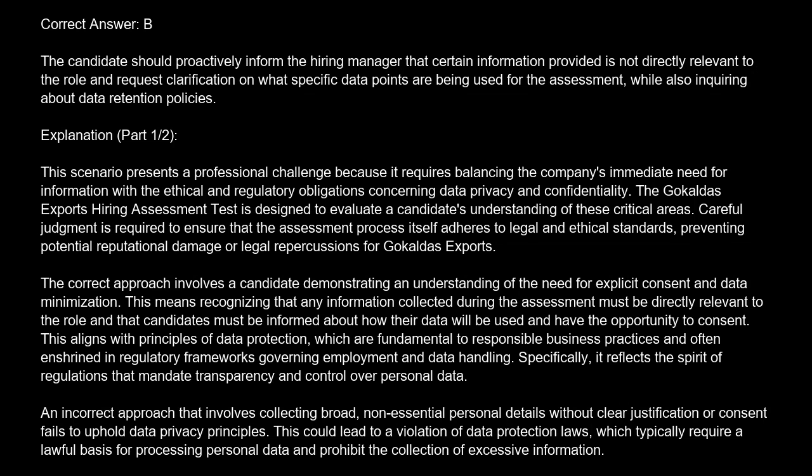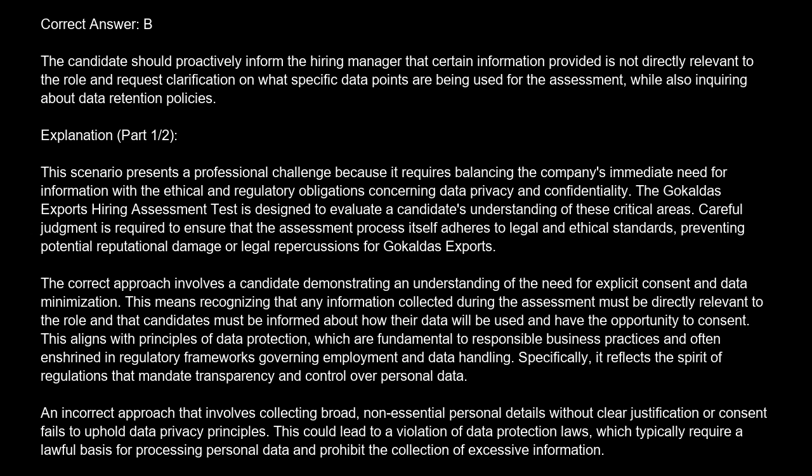The correct answer is B. The candidate should proactively inform the hiring manager that certain information provided is not directly relevant to the role and request clarification on what specific data points are being used for the assessment, while also inquiring about data retention policies.